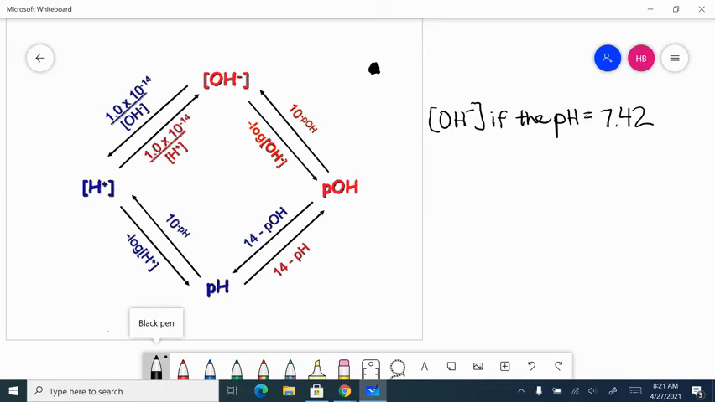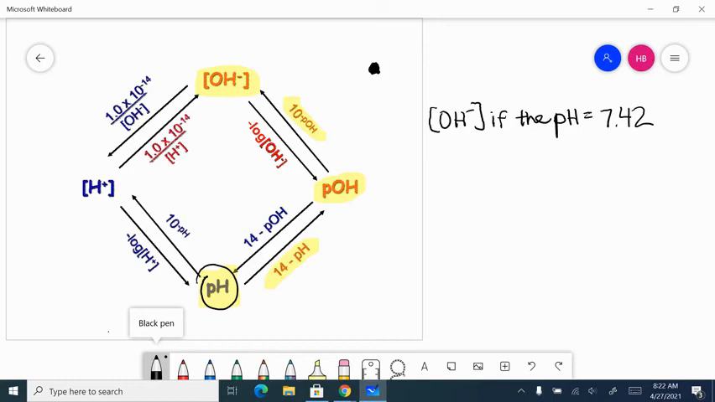You can say, I'm given the pH, so I know I'm starting here. Do I want to first find the pOH and then the OH minus, or do I first want to find the H plus and then the OH minus? You guys can do it either way. For me, if I'm going to start at pH, I'm going to do this easy calculation here to take me to pOH, and then I will do this calculation here to take me to OH minus. So that's the path that I'm going to choose.